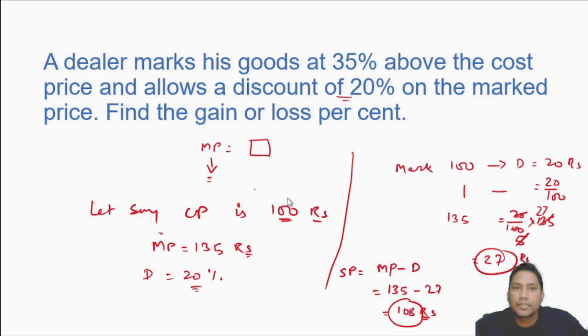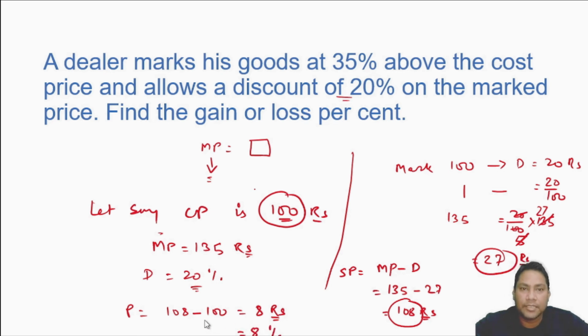We have taken the cost price of the item as 100. So the selling price is more than the cost price, so there is a profit. The profit amount is selling price minus cost price, that is 108 minus 100, that is 8 rupees. So 8 rupees profit on 100 rupees. So if we calculate it, that will also become 8%. So friend, we have calculated the percentage of gain, that is 8%. Like this, we will solve other problems also.